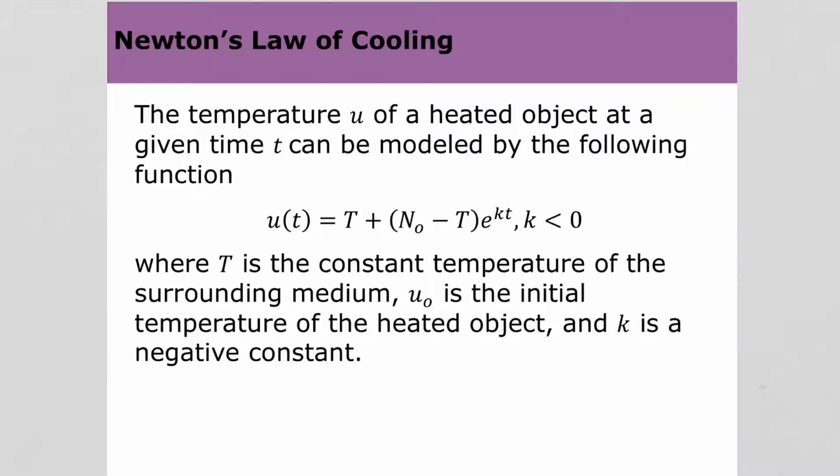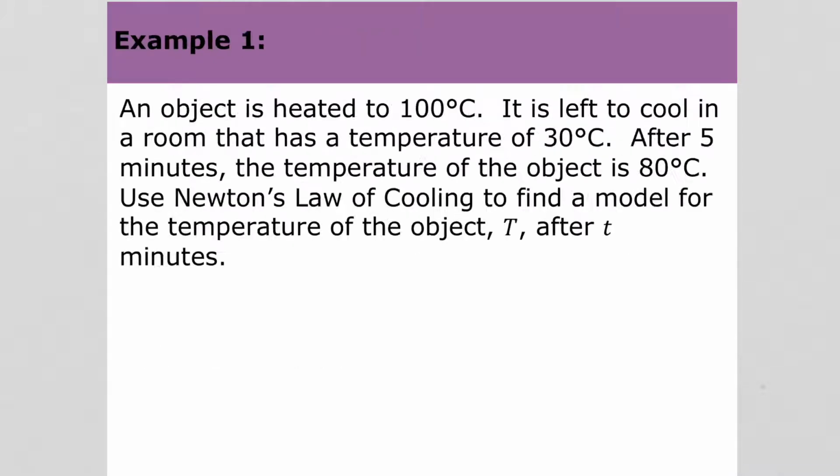N naught is the initial temperature of the object. So we're heating it to some temperature U, and it started at a temperature N naught. Heating or cooling to some temperature U. And then k is a constant again.